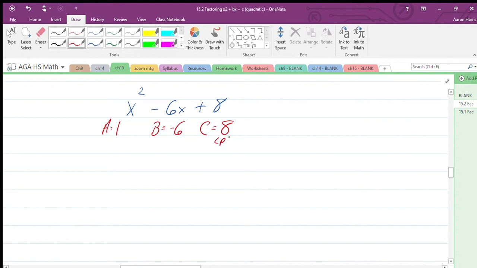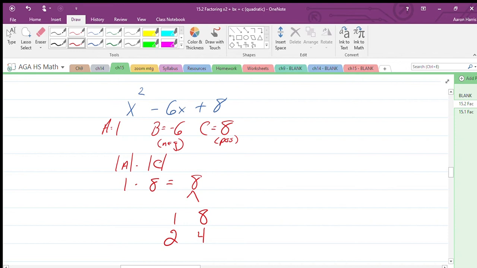So here we go. I got a positive C. I have a negative B. Okay. Now, we still do absolute value of A times absolute value of C. So 1 times 8 is equal to what? 8. Still do your factors. Always start with what number? 1. So 1 times 8. 2 times what? 4. Right there.